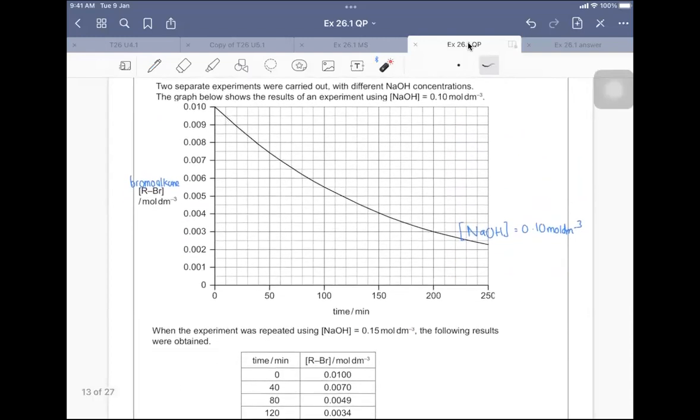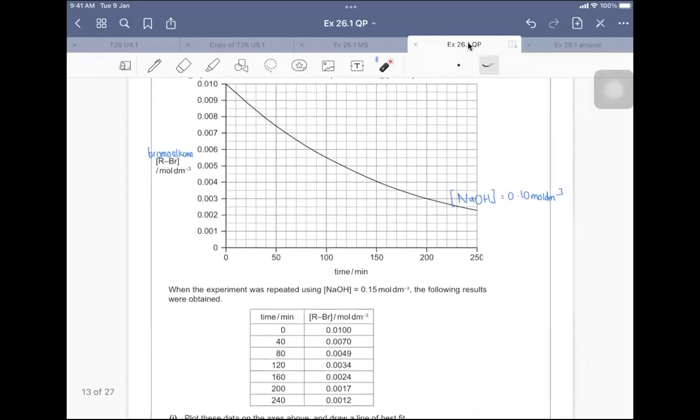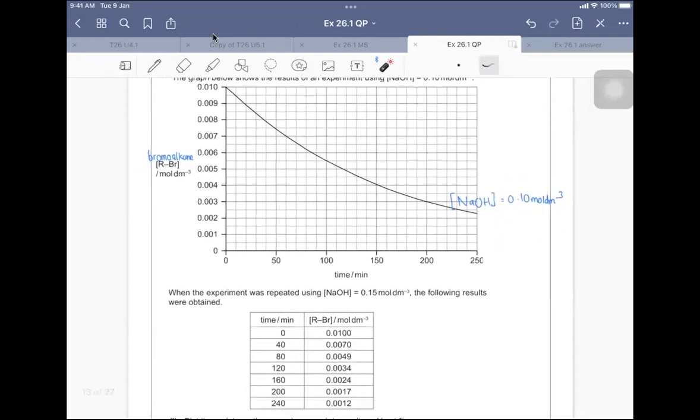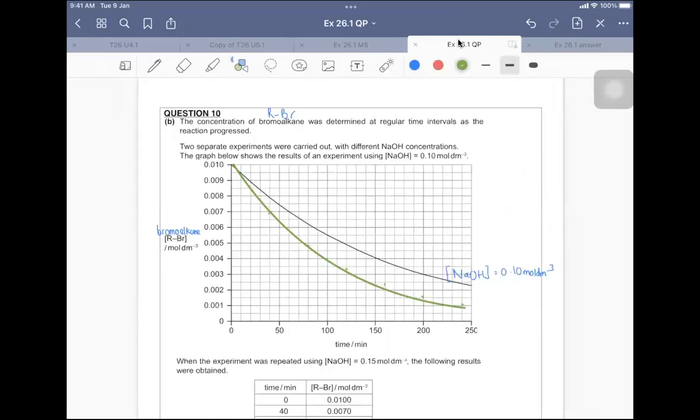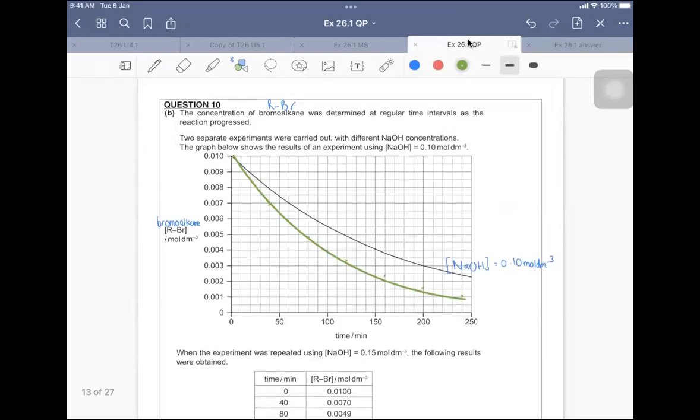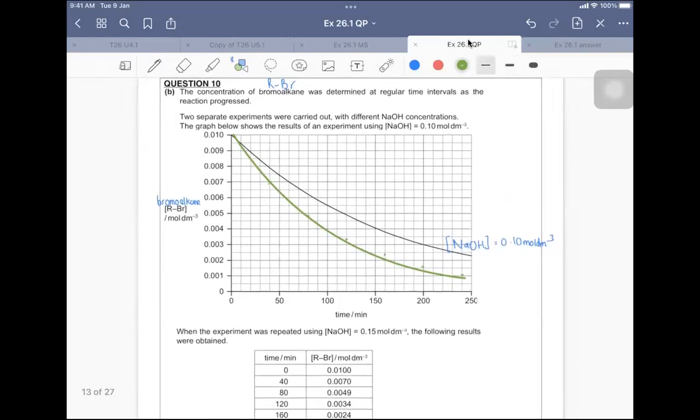So let's just plot the graph first. Let's plot the points first. Please pause your video and plot the points. Okay, so I have plotted mine, and that is, again, a curve, as you would expect, because if sodium hydroxide at 0.10 mole per dm cube is a curve, then if you change the concentration of sodium hydroxide, it should also be a curve. So that's 0.15 mole per dm cube.